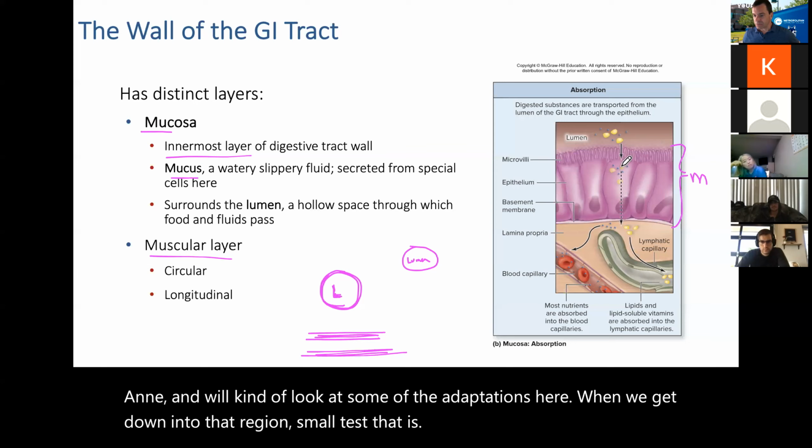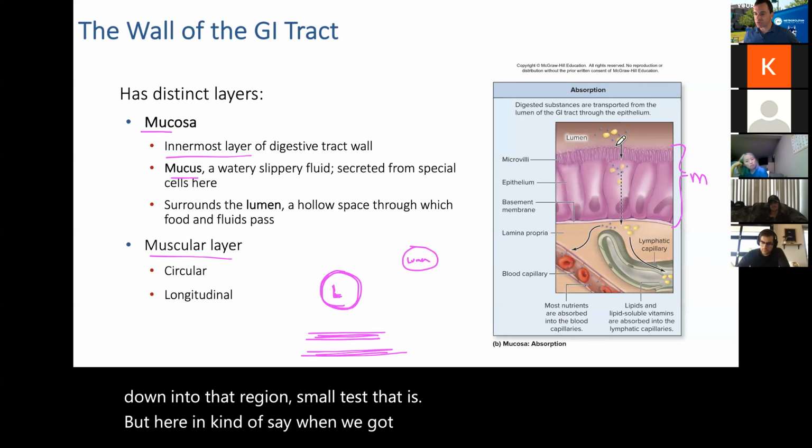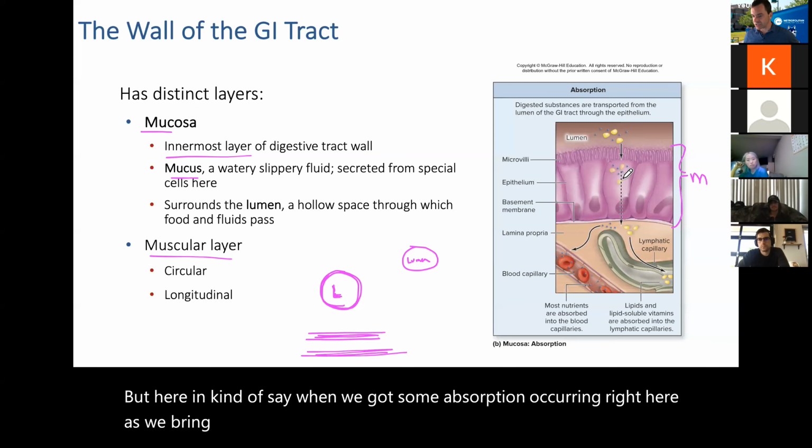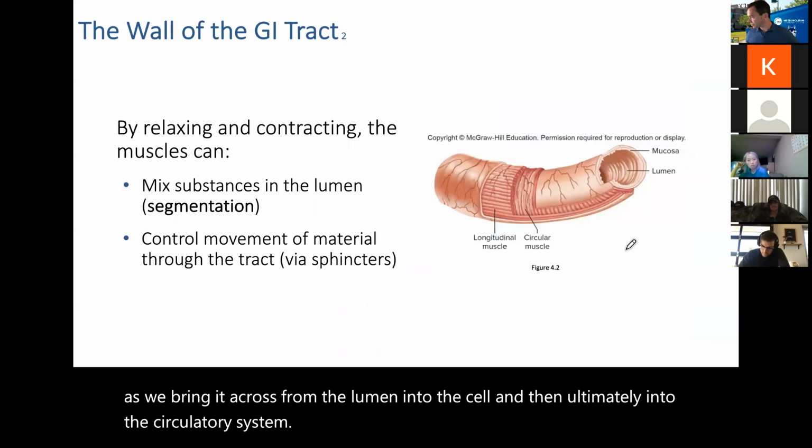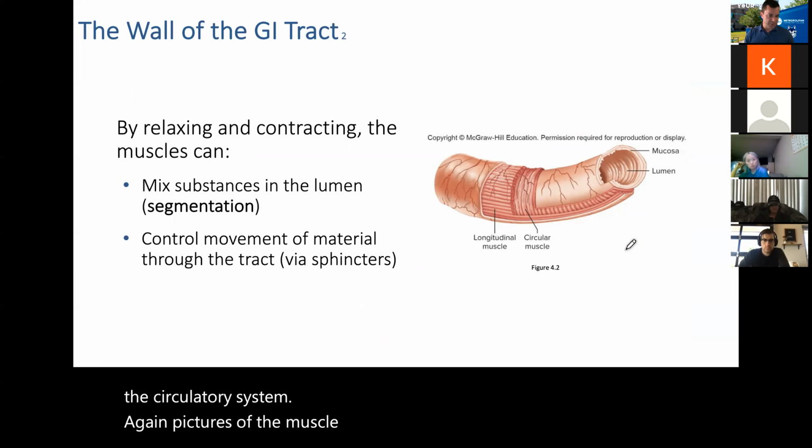But here you can see absorption occurring right here as we bring it across from the lumen into the cell and then ultimately into the circulatory system. Again, pictures of the muscle there, longitudinal and circular, sorry.